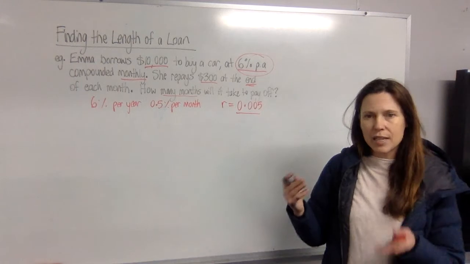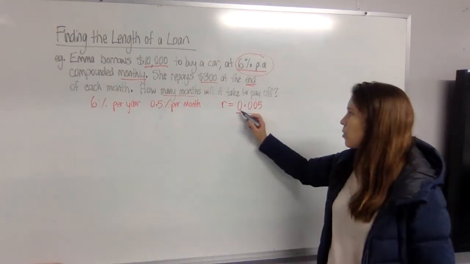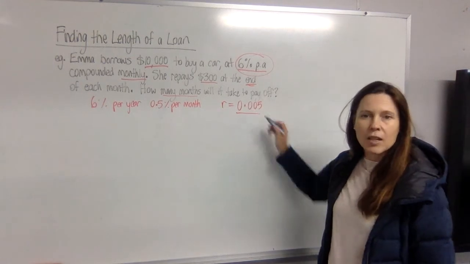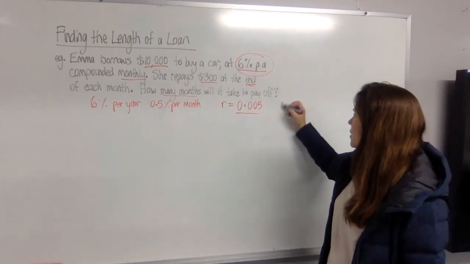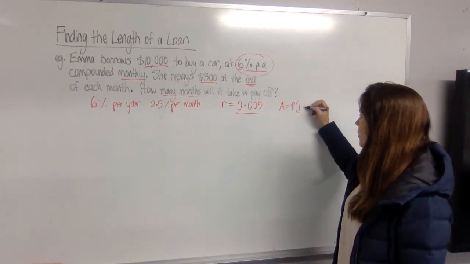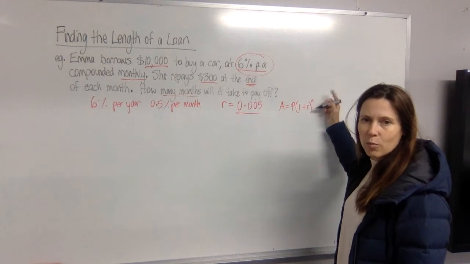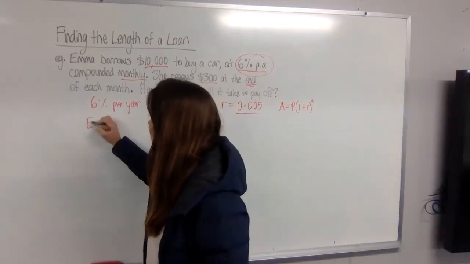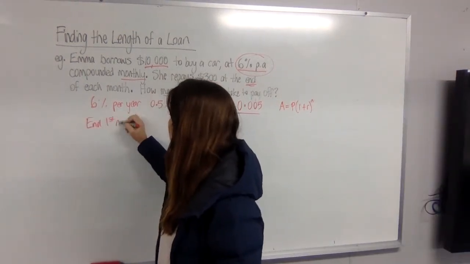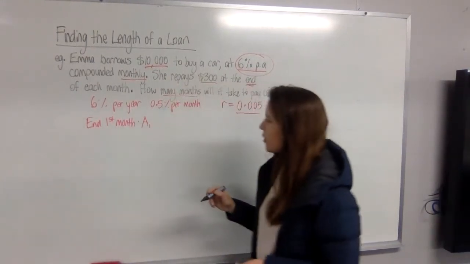All right, now every time the interest gets charged, we need to multiply by 1 plus the rate just for that period. So we're effectively using the compound interest formula, but we're just applying it one period at a time. At the end of the first month, let's call that amount A1. What are we going to have?